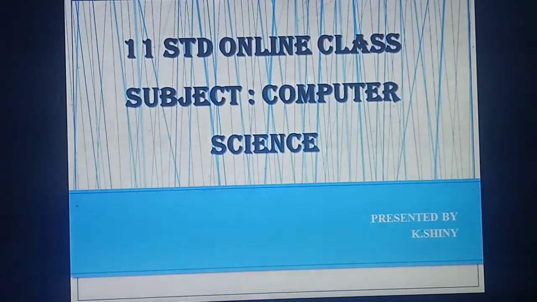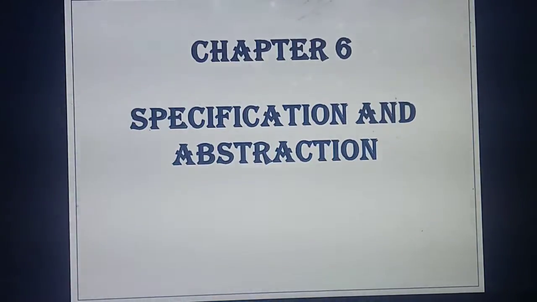So this period is computer science for you students. So please all of you take your computer textbooks in your hand and sit in a place and watch and listen carefully to what I am teaching. Okay students? So now we are studying chapter 6, isn't it? What's the title of your chapter students? Specification and abstraction. Till last class we have studied about specification.